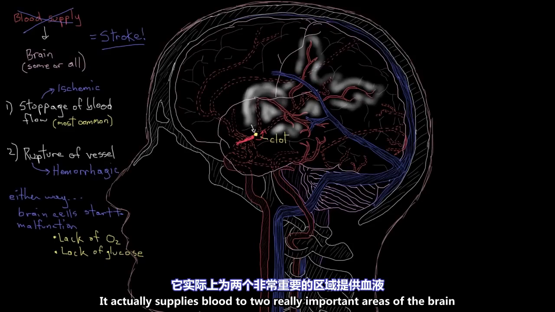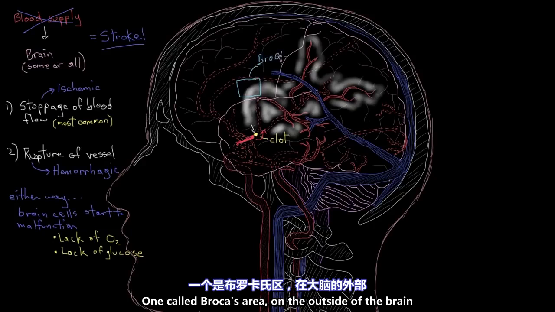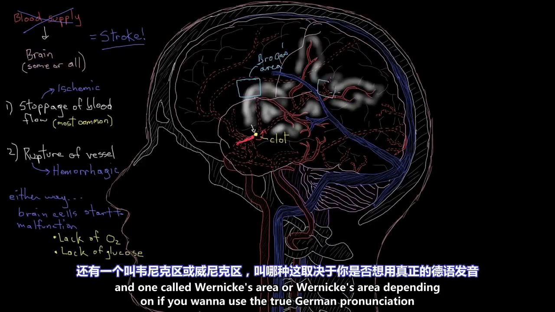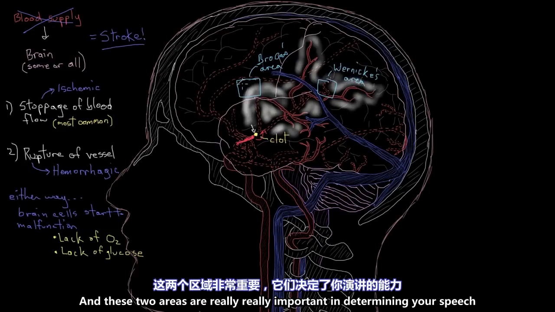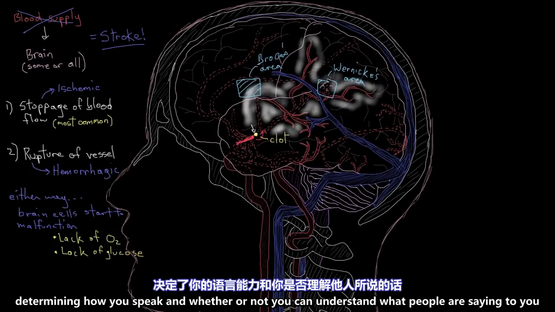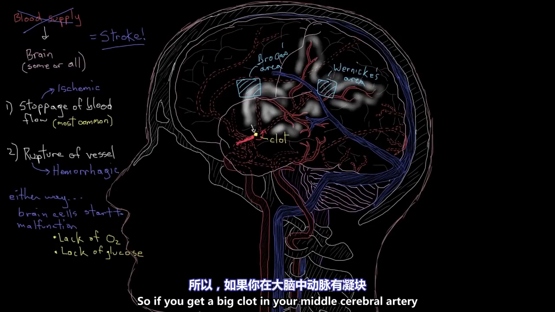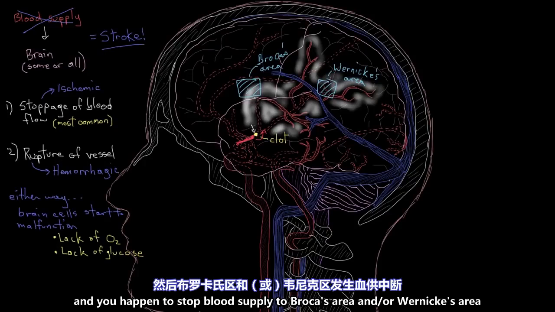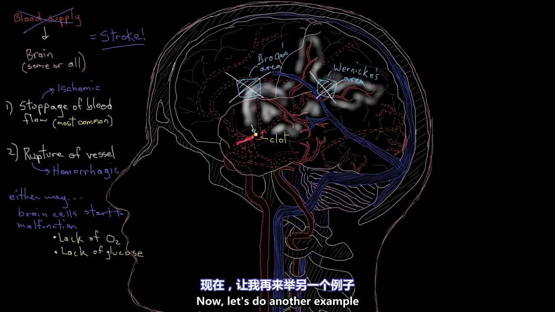It actually supplies blood to two really important areas of the brain, one called Broca's area on the outside of the brain, and one called Wernicke's area, or Wernicke's area, depending on if you want to use the true German pronunciation. These two areas are really important in determining how you speak and whether or not you can understand what people are saying to you. So if you get a big clot in your middle cerebral artery and you stop blood supply to Broca's area and or Wernicke's area, you're going to end up with problems with your speech. Now let's do another example.